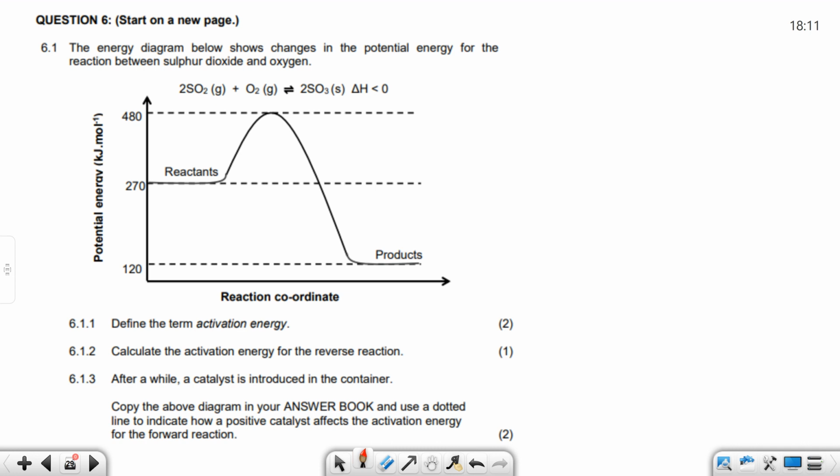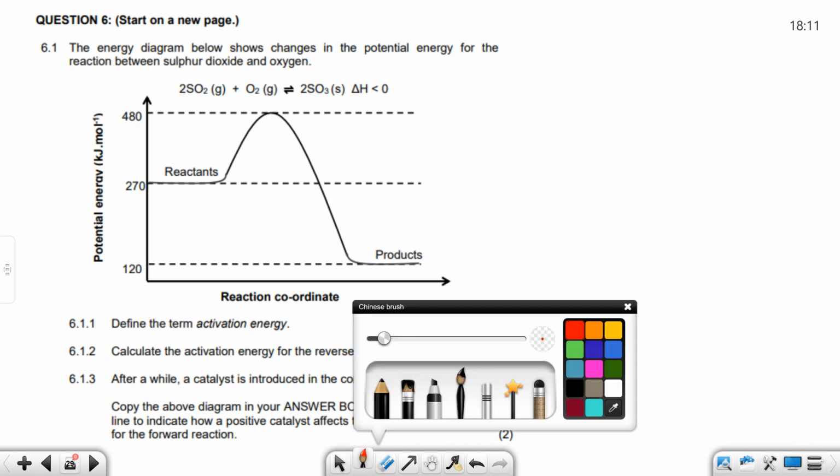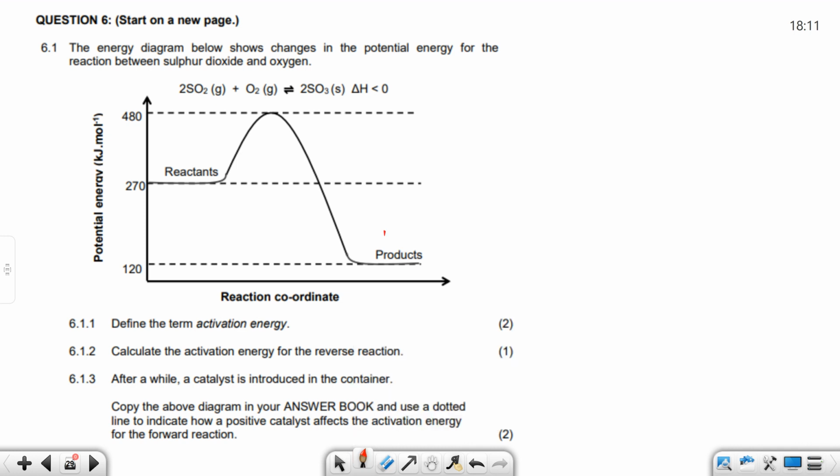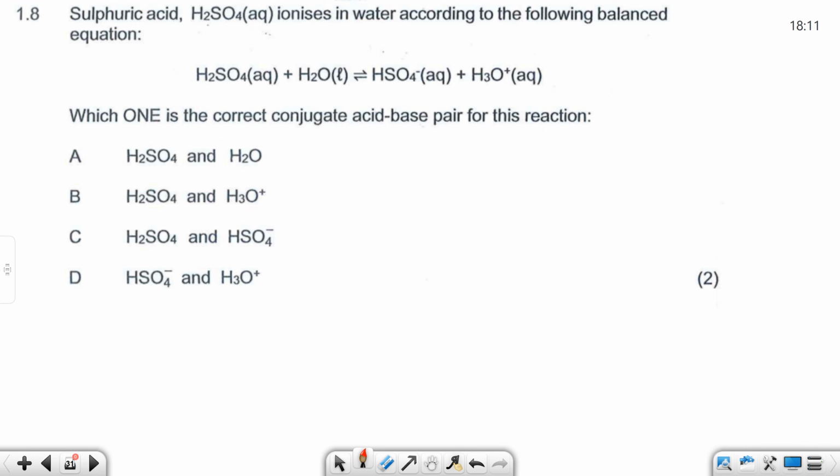But let's just answer it for fun, for the fun of chemistry, right? Activation energy is always measured from the top. Now, if I'm looking at the reverse, this becomes my reactant. So basically, 480 minus 120 would then give me what? 360. It was that easy. Kilojoules. So if it's the reverse, that becomes my reactant, and activation energy is measured from there.